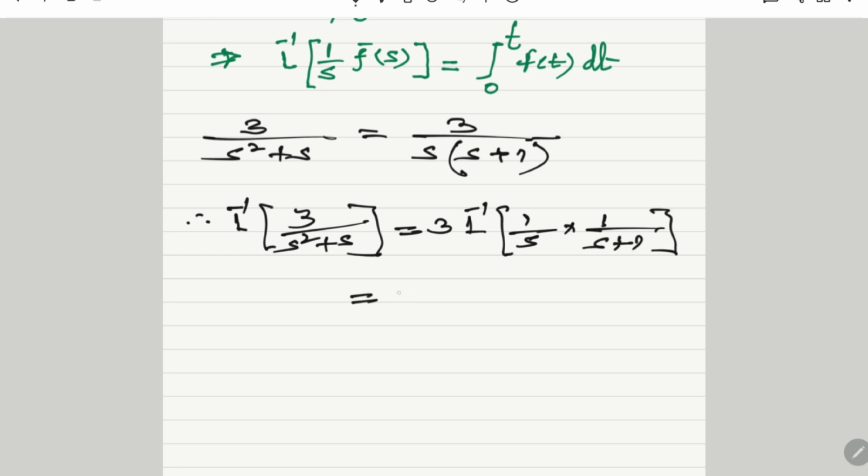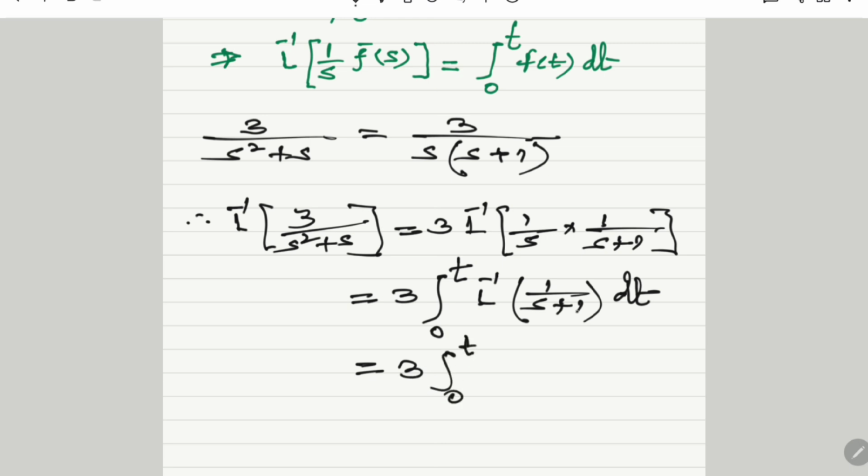and therefore it is 3, applying the previous property or above property, whatever just I have explained, it is nothing but integration from 0 to t f of t. F of t means the inverse Laplace of that 1 upon s plus 1 and its integration with respect to t. It is 3 into integration from 0 to t, inverse of 1 upon s plus 1, as per standard result, it is e raised to minus t, and then integrating it with respect to t.